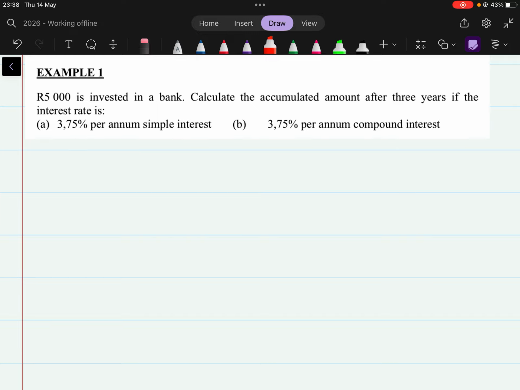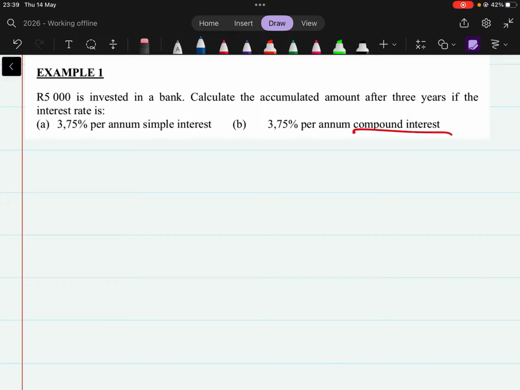We have example one where 5,000 rand is invested in a bank, and we are required to calculate the accumulated amount after 3 years if the interest rate is 3.75% per annum, which basically means per year. Every year you get 3.75% on that 5,000 rand that you've invested. Simple interest or compound interest. So that's just the difference here. Either it's simple or it's compound. So we're gonna do both, I think, simultaneously.